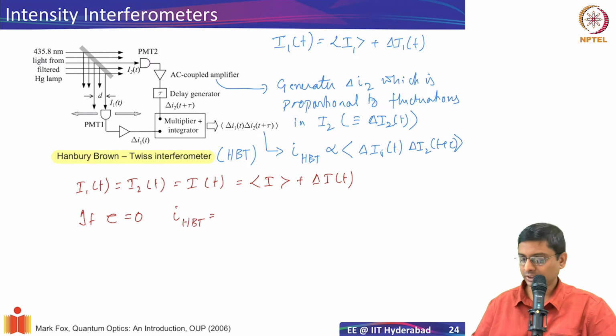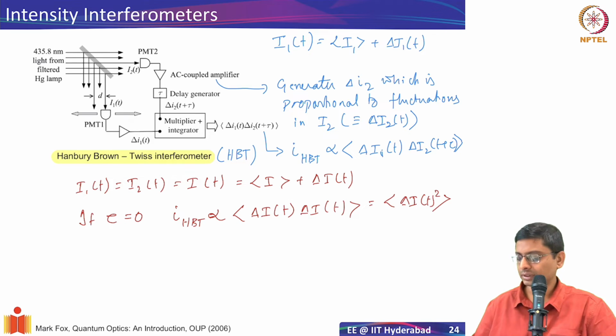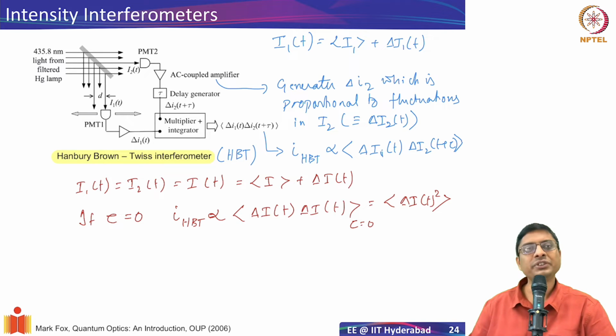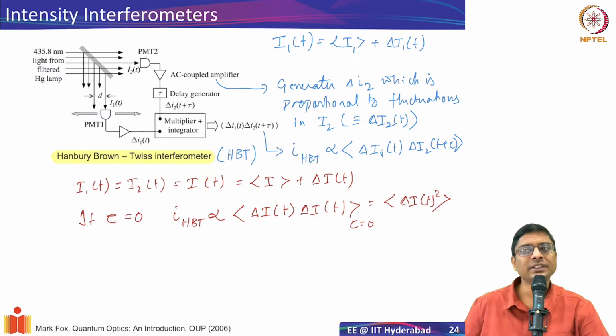I_HBT now is going to be proportional to delta I of t into delta I of t. So delta I of t square, when tau is 0, basically. What will this be? Will this be 0? Delta I of t square, will it be 0?